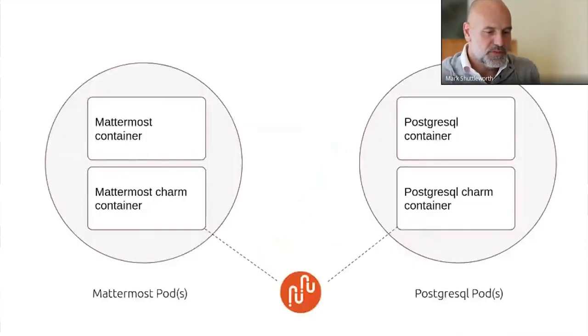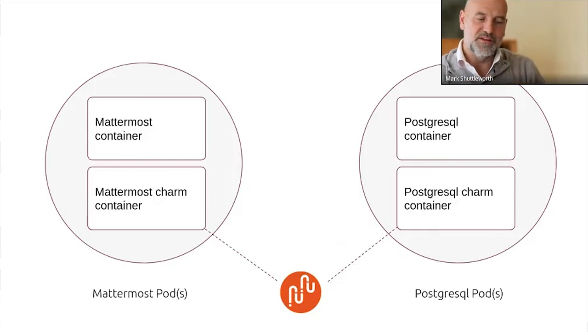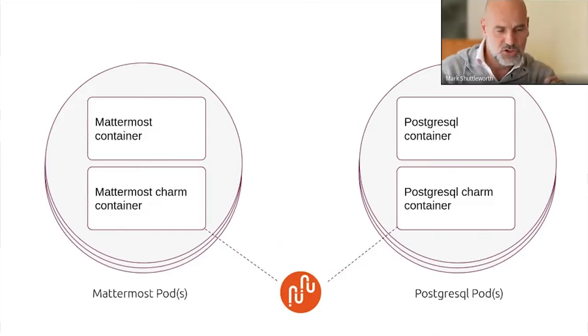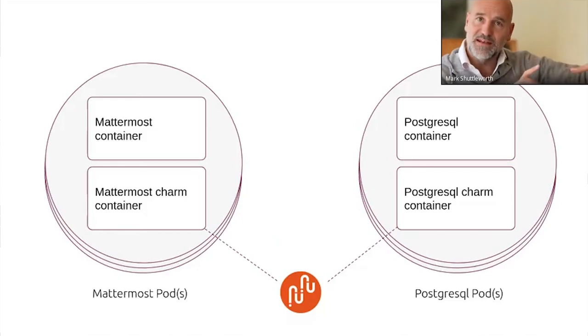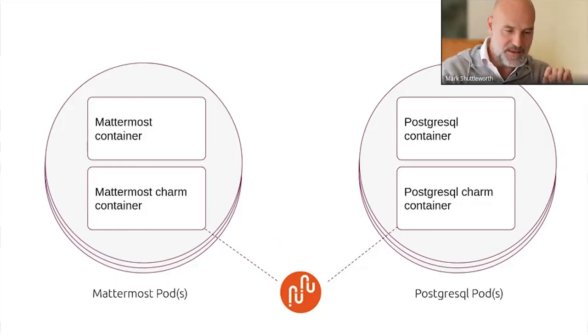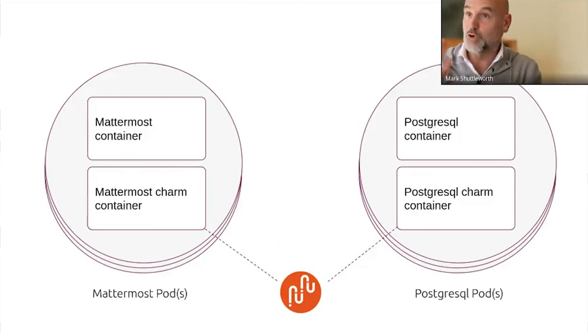So how does this actually work? The secret here is that when I say Juju deploy Mattermost, Juju will stand up a pod, and that can actually be multiple pods. I can scale that out. Juju will stand up a pod that has the Charm and Mattermost as sidecars of each other. And the Mattermost charmed operator, the Charm container, is talking to Juju.